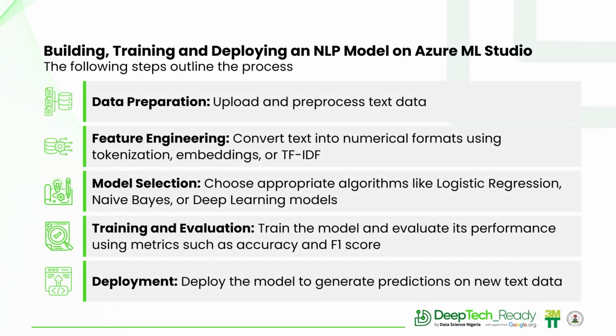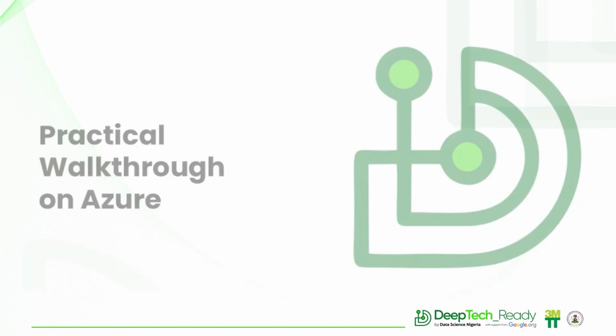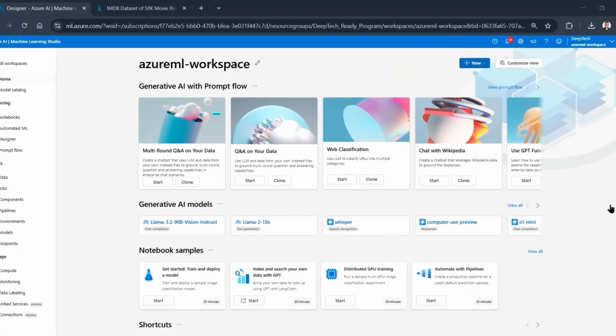Now we're going to be building, training, and deploying an NLP model on Azure ML Studio. And this process includes data preparation, feature engineering, model selection, training and evaluation, and finally deploying those models. So let's see how we can do this on Azure ML. We'll be building an NLP model using Azure Machine Learning. I'll be working with the IMDb dataset from Kaggle to perform sentiment analysis. I'll take you step by step through data preparation, text processing, model training and evaluation, all within Azure ML.